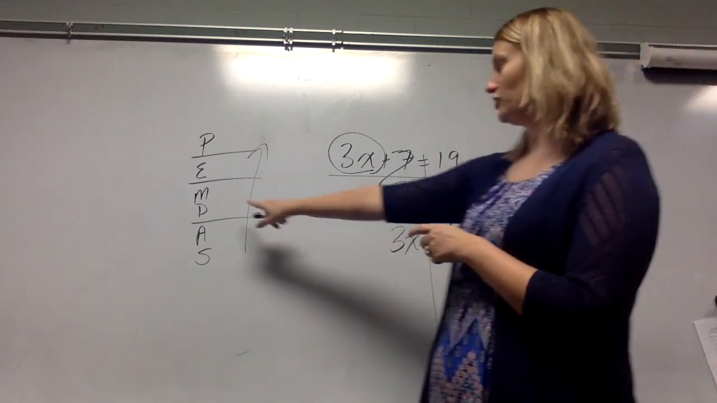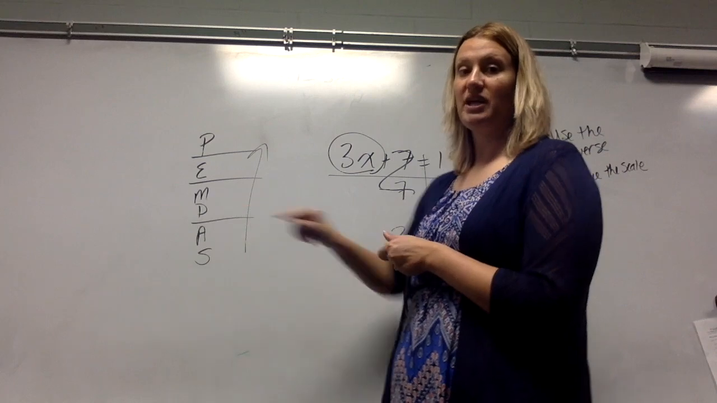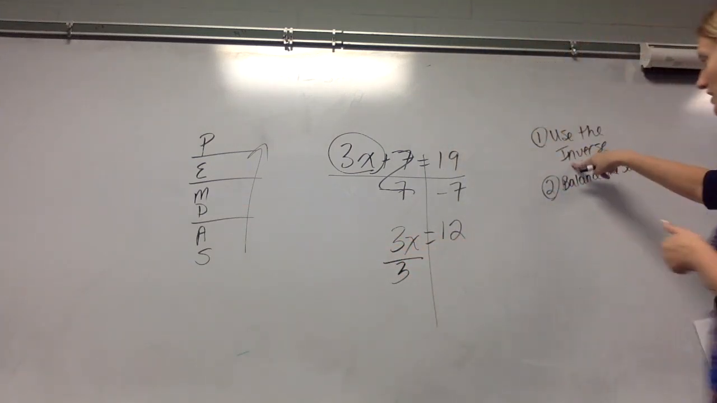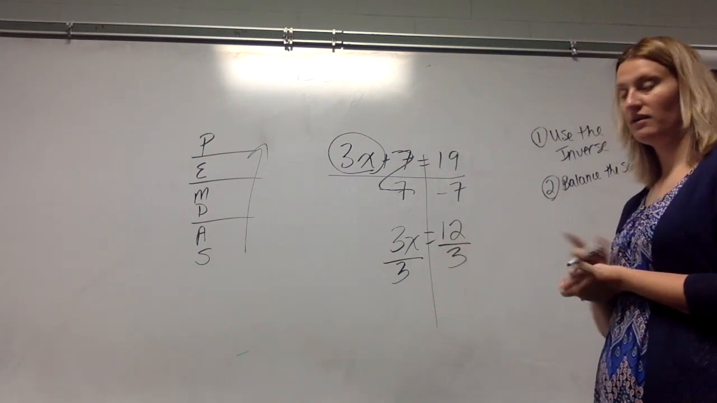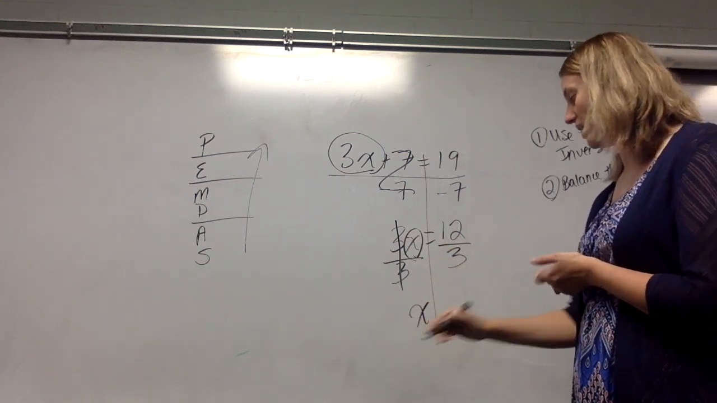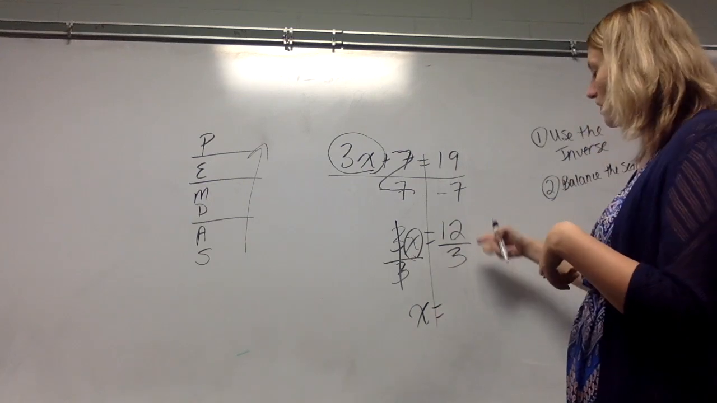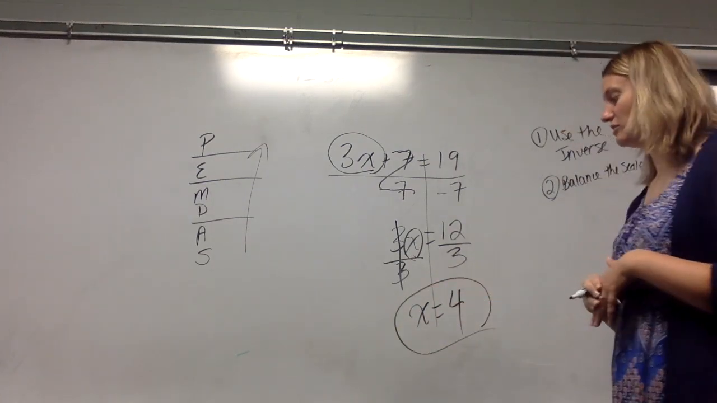Now I need to undo the multiplication. Again, the inverse operation of multiplication is division. So I will divide by 3. I'm using the inverse. I'm going to make sure to balance my scale and divide that side by 3. Again, the multiplication and division cancel each other out. At this point, I have just my variable, which is what I wanted. 12 divided by 3 is 4. So I have come up with x equals 4.